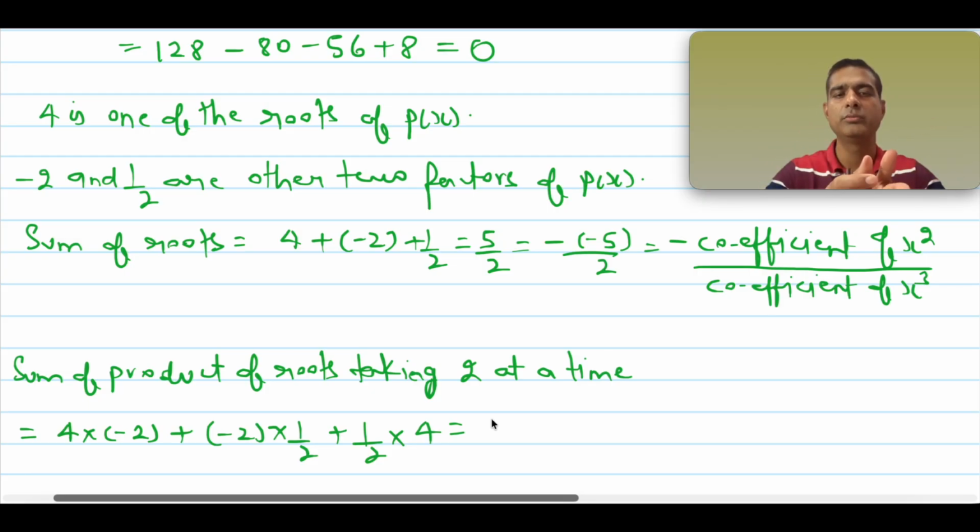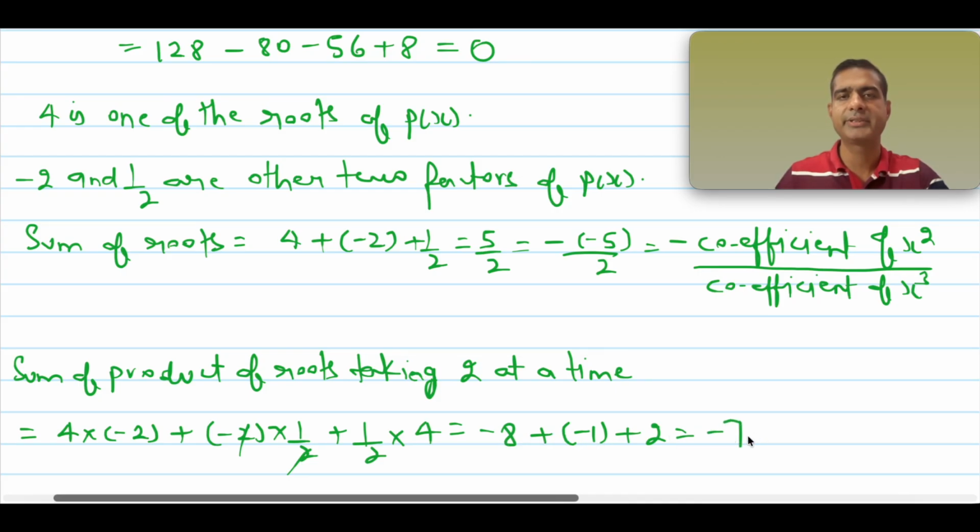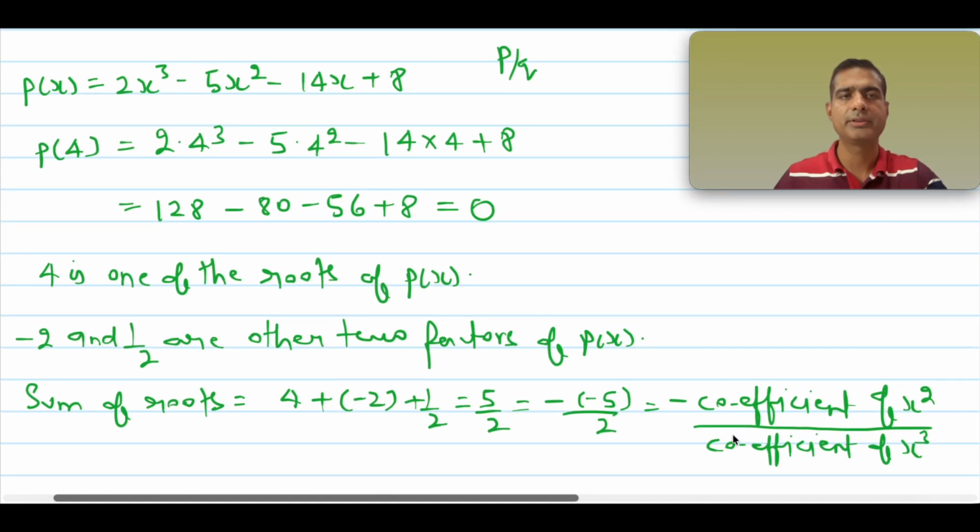So 4 and 2, negative 2 and 1 by 2 and 1 by 2 and 4. So if I find out 4 into negative 2 is negative 8 and this I can cancel out. So negative 1 plus 2, which can be written as negative 9 plus 2, so negative 7. Now if I try to see the coefficients of the polynomial, the coefficient of x is negative 14 and coefficient of x cube is 2.